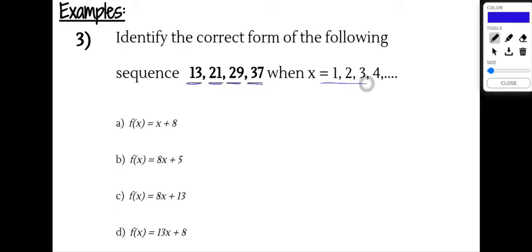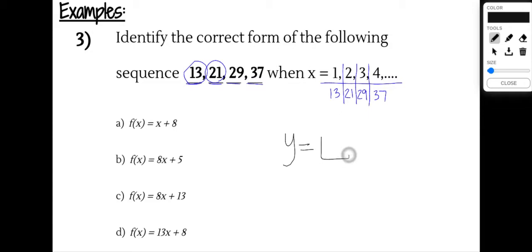So I'm going to start by making a table. Okay, when I plug in x equals 1 into one of these function rules, I'm going to get the first term in the sequence, the 13. And then when I plug in 2, it's going to give me the next term of the sequence. This is how this sequence was created, right, with these numbers for x. These are the inputs, 1, 2, 3, 4, and the outputs are the sequence numbers. Okay, now notice how this is going to be a little bit different.